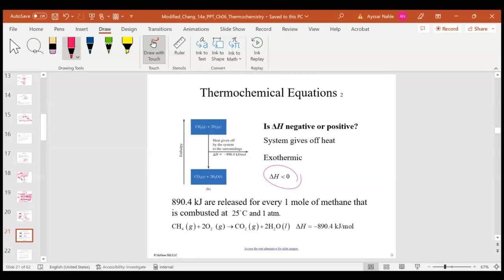890.4 kilojoules are released for every 1 mole of methane. So you have the methane, we're burning the methane, and that is combusted at 25 degrees Celsius at 1 atmosphere. That's according to this equation. Now, instead of saying everything in words, I can write it immediately right in here. Finished. So delta H is equal to minus whatsoever kilojoules for every 1 mole. If I have more moles, more energy is released. Fewer moles, less energy. More gas, more energy. Less gas, less energy. Okay?